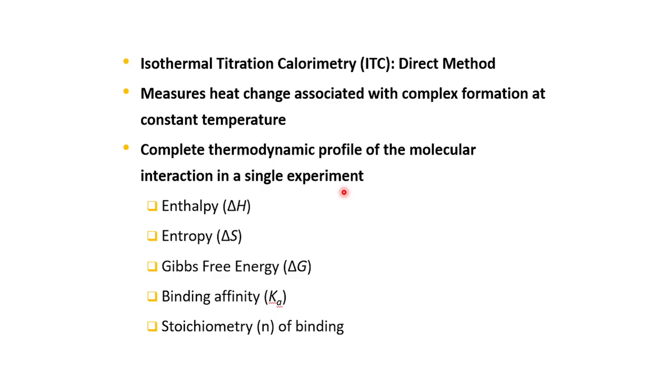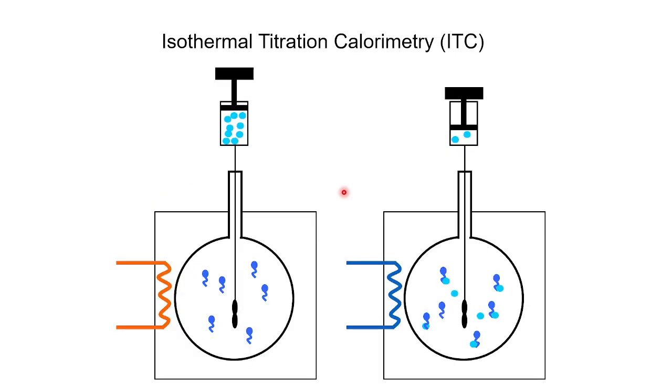The complete thermodynamic profile of the molecular interaction can be calculated from this single experiment. This is very vital because this is the only experiment from where you can get the complete thermodynamic profile with high accuracy. The enthalpy, entropy, Gibbs free energy, from where you can calculate the binding affinity or the dissociation constant, and also you can get a large idea about the stoichiometry of binding. Like, what is the stoichiometry? One protein molecule binding to how many ligands, or one ligand binding to how many proteins.